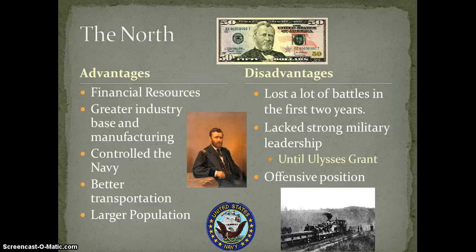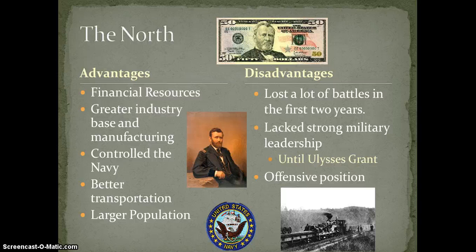So, these are a few advantages and disadvantages for the North. The North had more financial resources, a greater industry base in manufacturing, and control of the Navy, and when you're at war, having control of the Navy is kind of a plus for you. It also had better transportation with the trains and a larger population, like I said. Now, some of the disadvantages were they lost a lot of battles. They lost so many battles within the first 2 years that the South started to think they would win.